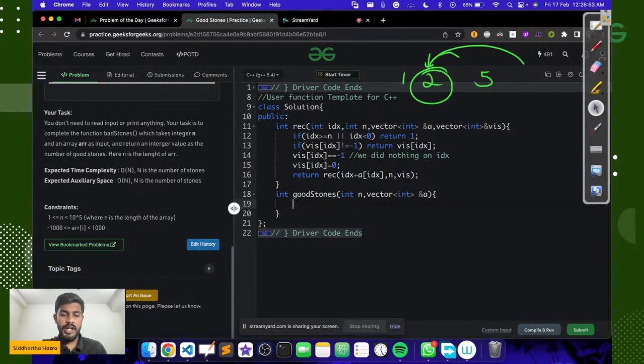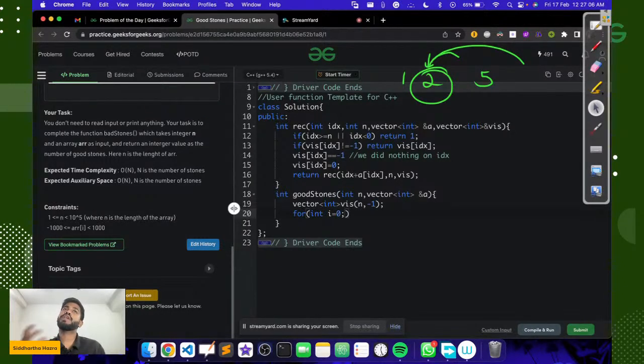Simple enough. Now we would say vector int visited array of n with -1. And then we would start from any of the points.